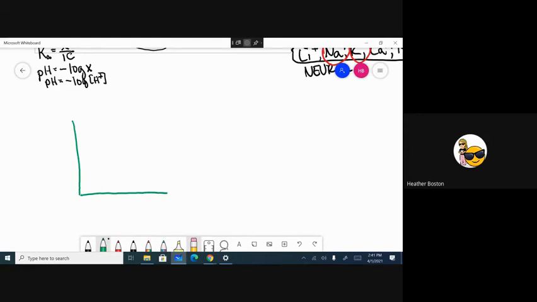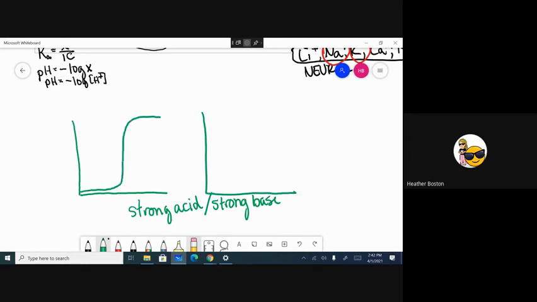If we do a strong acid, strong base titration, you're going to have two different possibilities. If we start with a strong acid and titrate it with a strong base, then the pH at the equivalence point is going to be 7. This is what it would look like if you take a strong base and titrate it with a strong acid. The equivalence point is going to be at 7 also.